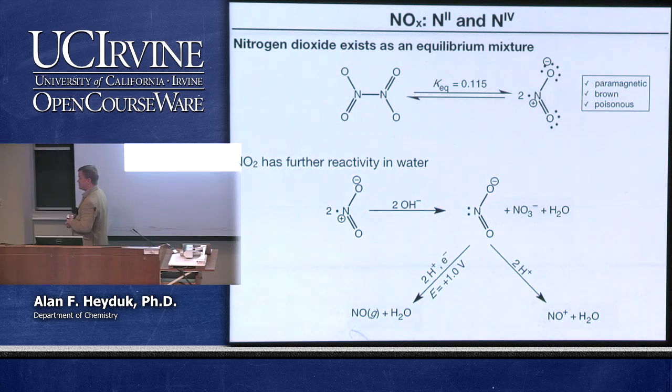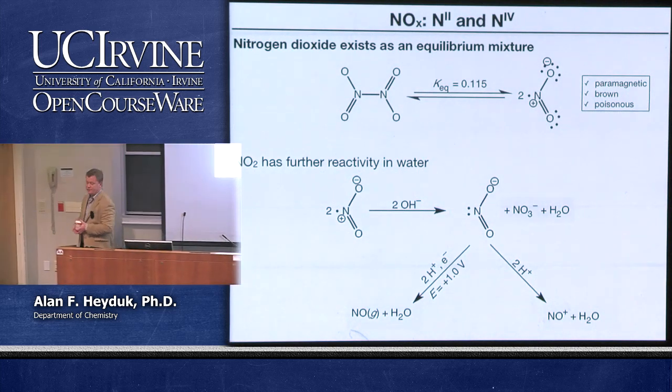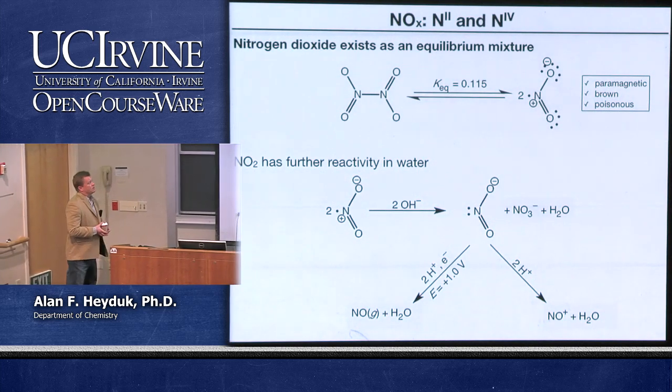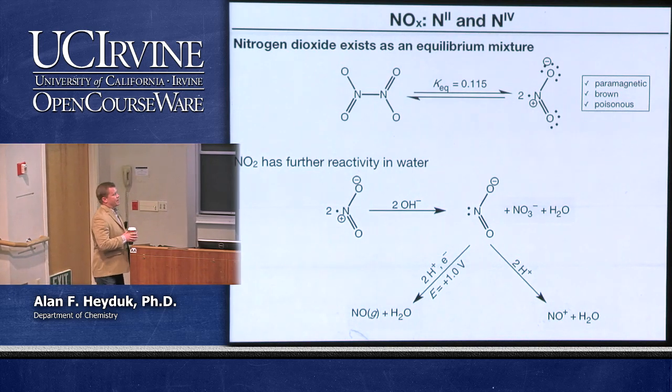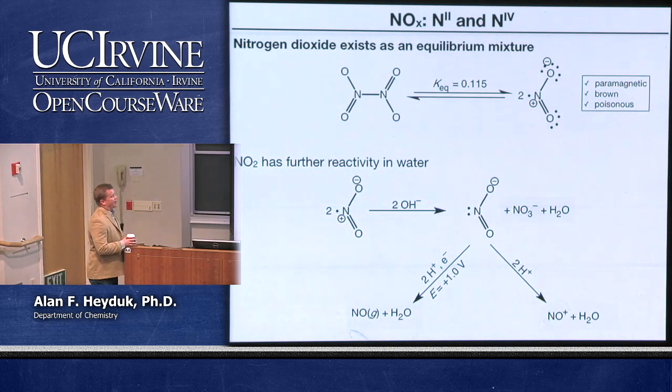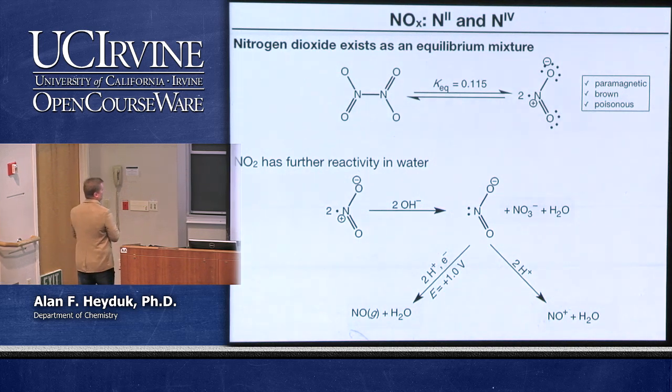And in aqueous solution, that NO2 anion will react with acids to make the NO plus cation plus water, or you can add 2 protons and an electron to generate neutral NO gas, and again, the byproduct water.